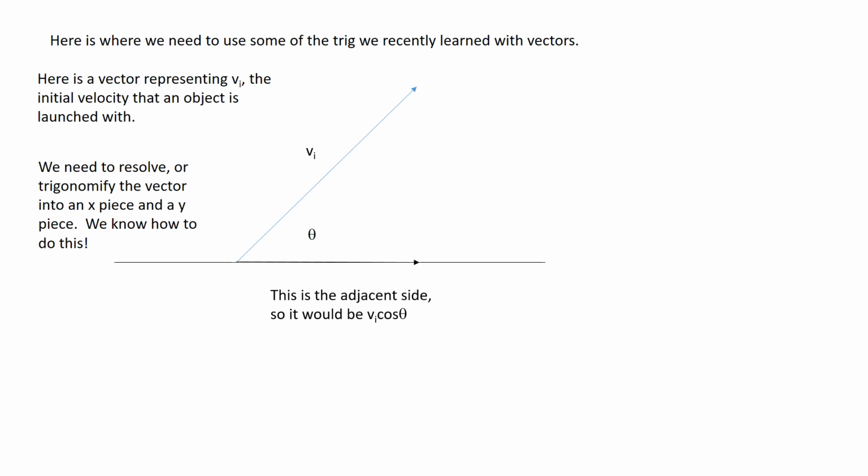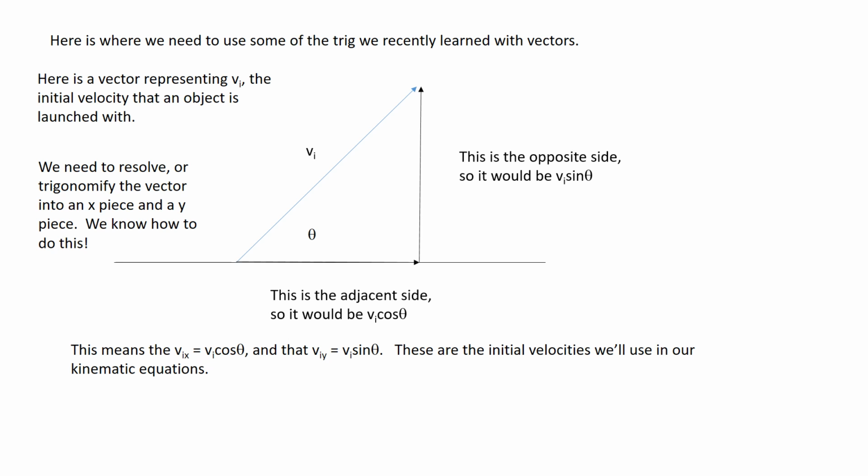There's the x piece. That's the adjacent side. That's going to be vi cosine theta. Oh, and there's the opposite side. That would be the y piece. That's going to be vi sine theta. If we do the math that we know here, we know that the v initial x is vi cosine theta, and the v initial y is vi sine theta. These are the initial velocities we use in our kinematic equations. They'll change as time goes on, other than the x velocity, as we'll talk about, but you'll see that they fit into our kinematic equation.